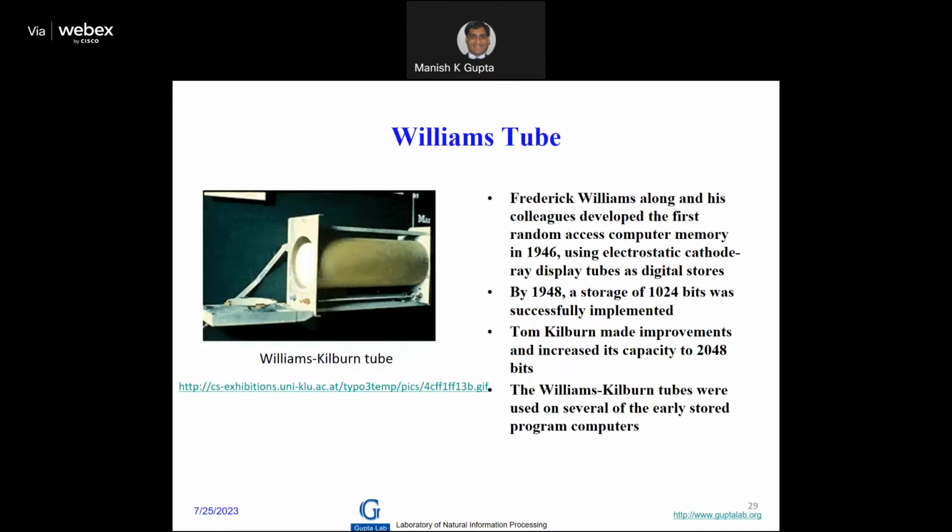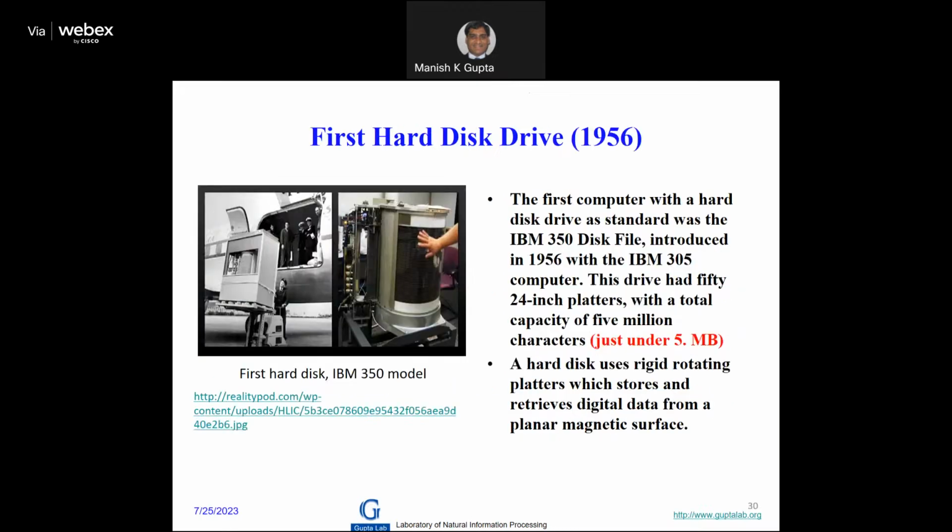Williams tube. So first random access computer memory, actually. So you see, these are very big things at that point of time, right? First hard disk in 1956, the IBM 350. You can see how huge the hard disk is, right, at that point of time in 1956.